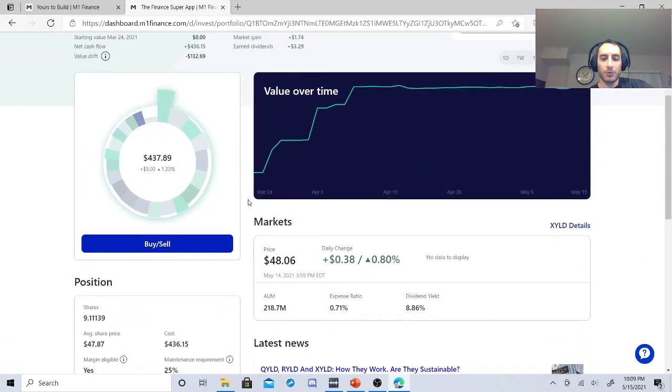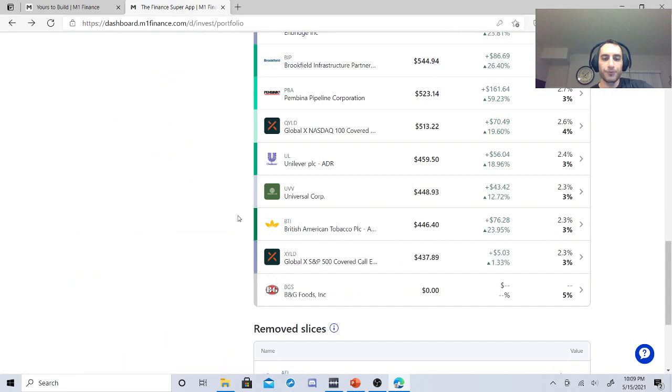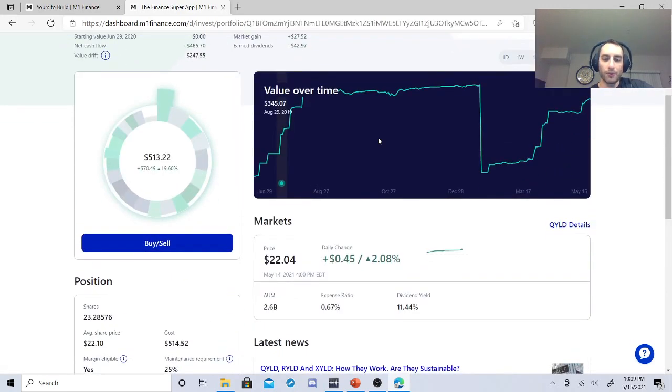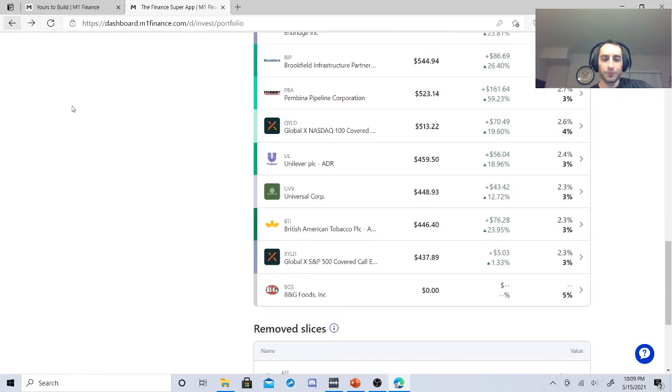Okay, got XYLD, 8.86% dividend yield, right at $48.06, expense ratio 0.71. So those are my monthly, and of course QYLD, 11.44% with an expense ratio of 0.67, at $22.04. Now you see where I'm coming from.